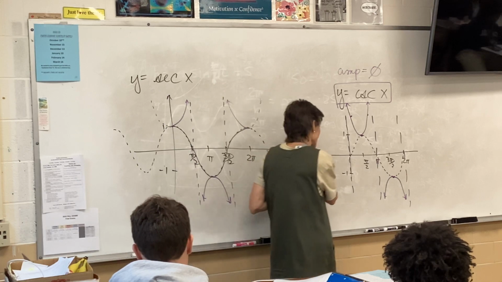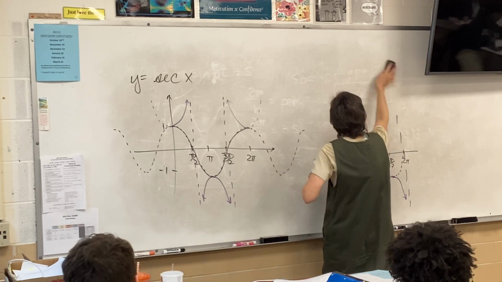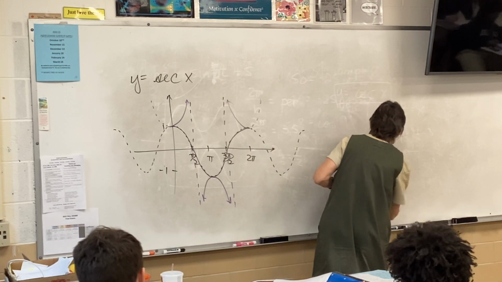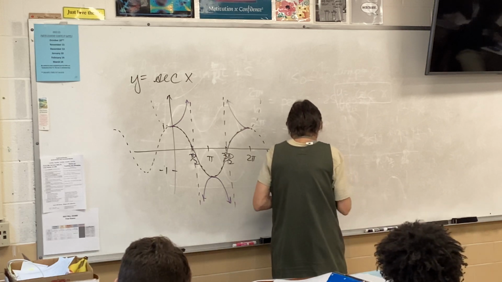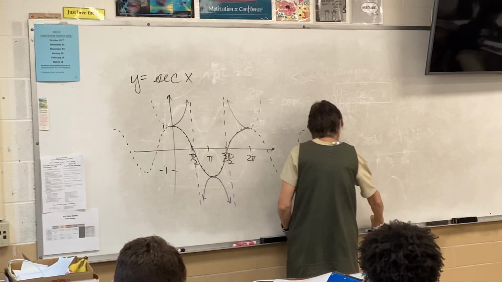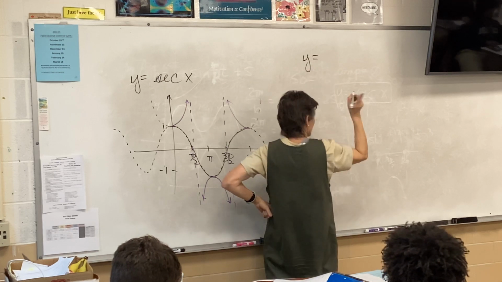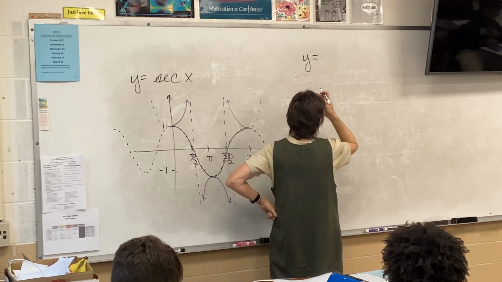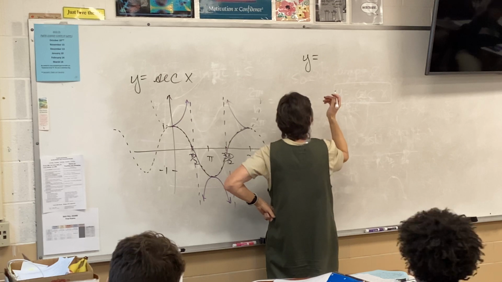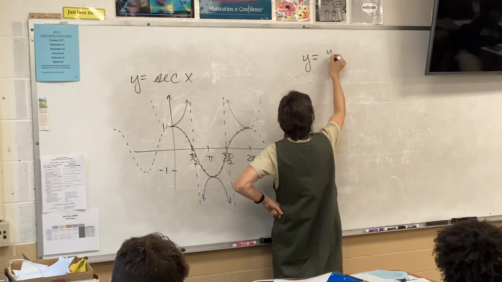Tangent and cotangent are different animals. So here's what I would like you to do. First of all, what's our circular definition of tangent? Don't say opposite over adjacent. What's the circular definition? Y over x. Perfect.